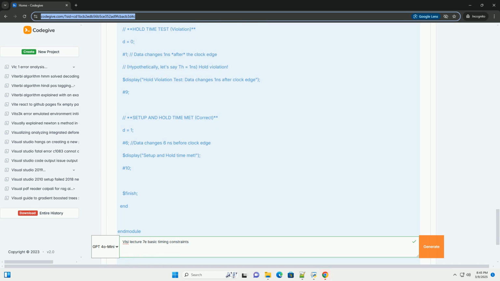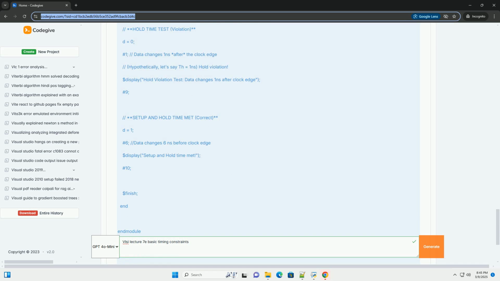False paths: false paths are paths in the circuit that are never activated during normal operation. Timing analysis tools can be instructed to ignore these paths. Multi-cycle paths: multi-cycle paths are paths where data takes multiple clock cycles to propagate from one flip-flop to another.